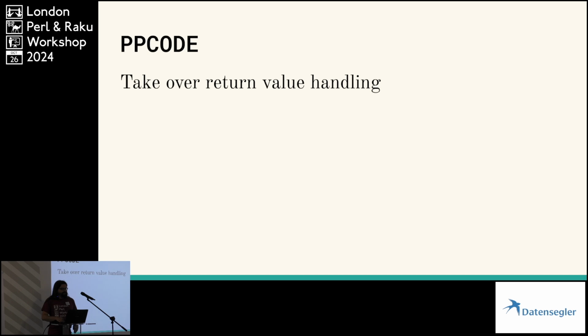And there's also PP code, because like I said, these templates are really good at converting one value to another value. But the one thing they absolutely don't do is allowing you to return multiple values. So if you write anything that needs to support returning a list instead of a scalar, then you need to use PP code and you need to take control over the stack to decide what you want to return.